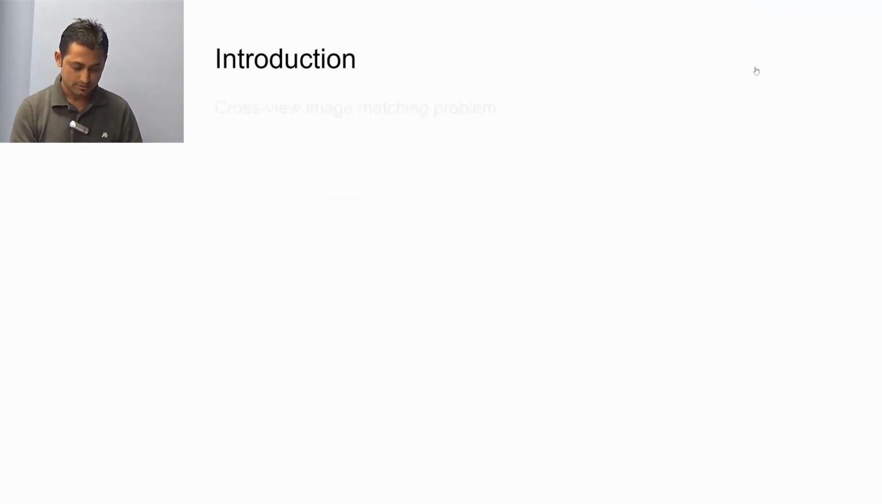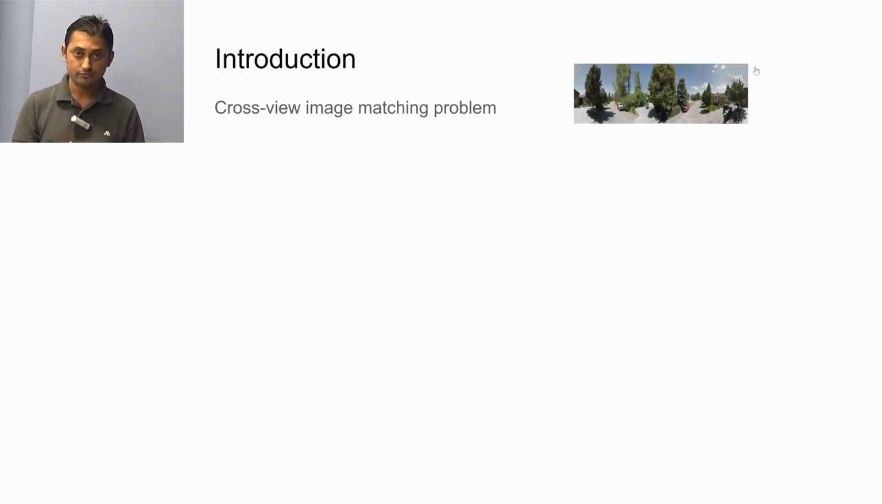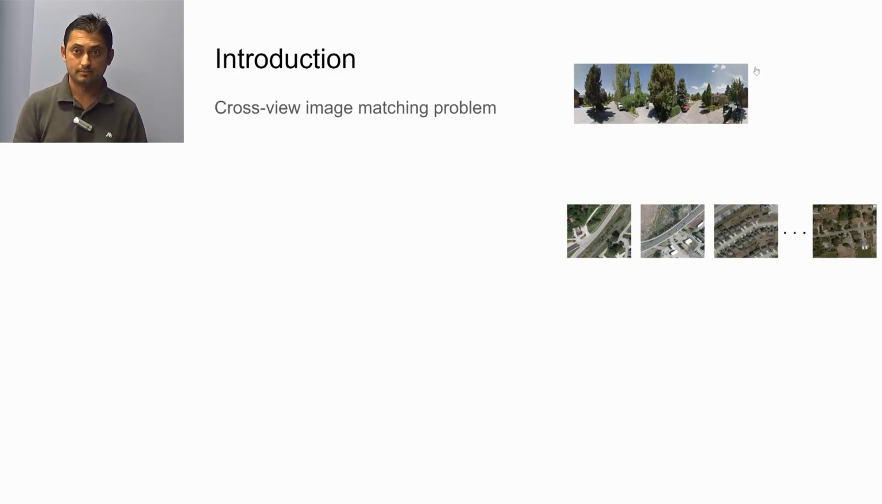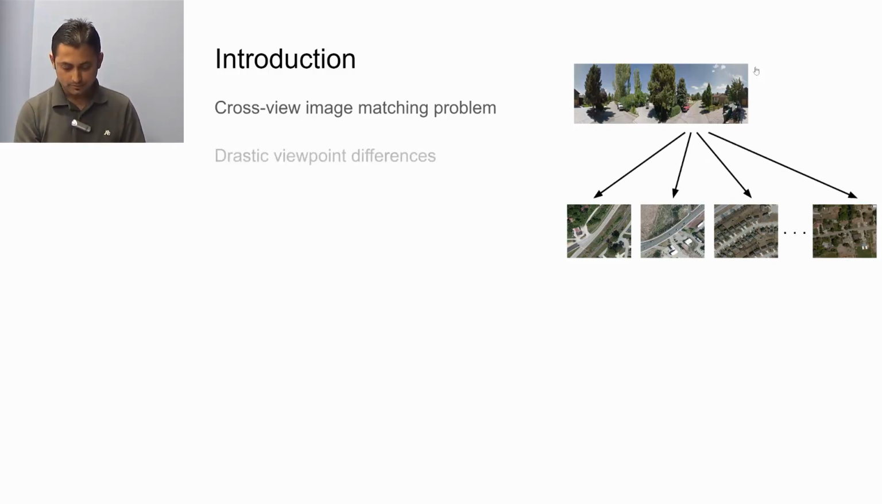So the work is about cross-view image matching, where we have images from ground view, the ground query image, and a database of aerial images. There are multiple aerial images, and the problem is to find the match between the images in these two views. It is a very challenging problem because of the drastic difference in the viewpoints between these images.